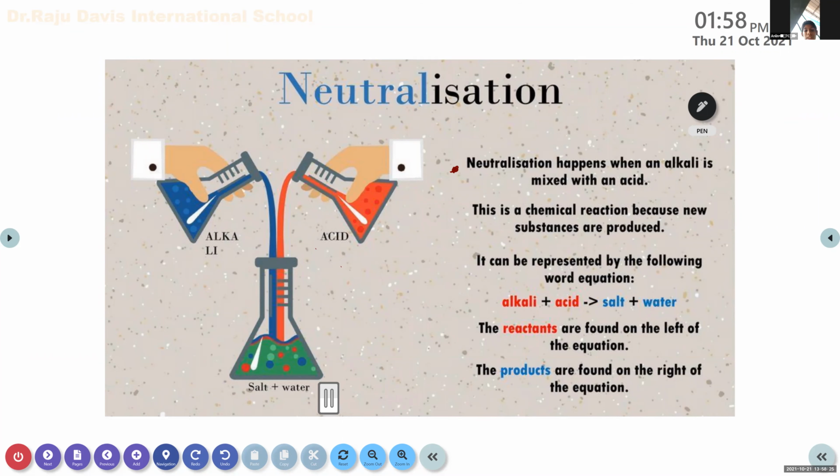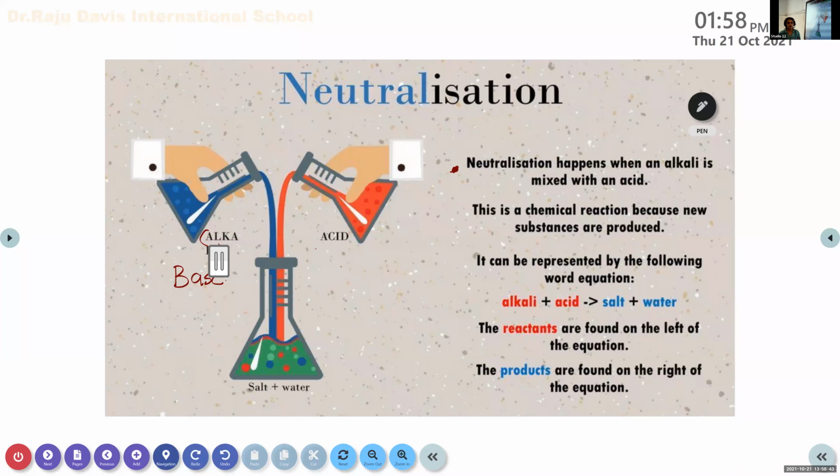What is alkali? Alkali is nothing but base. Alkali and base are both the same. We already mentioned it in our previous class. Alkali is another name that we use instead of base.